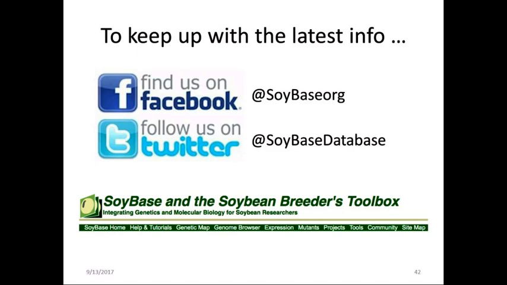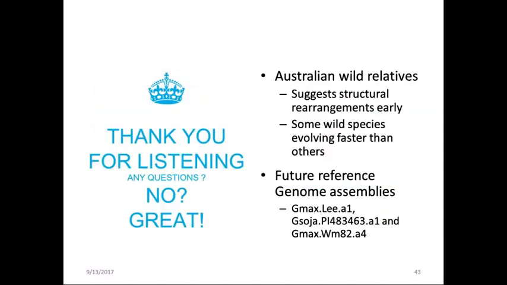And with that, just an overview. The Australian wild relatives suggest structural rearrangements early, and that some wild species are evolving faster than others, and there will be future genome assemblies. Thank you for your time.